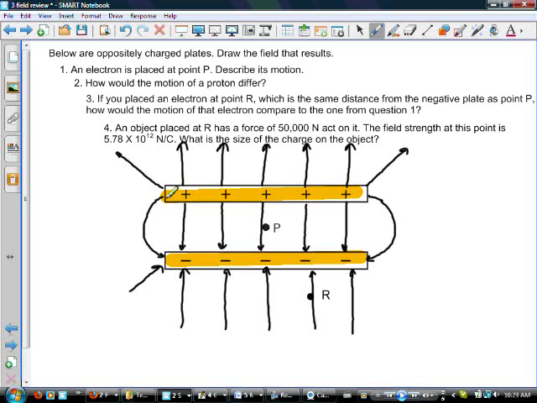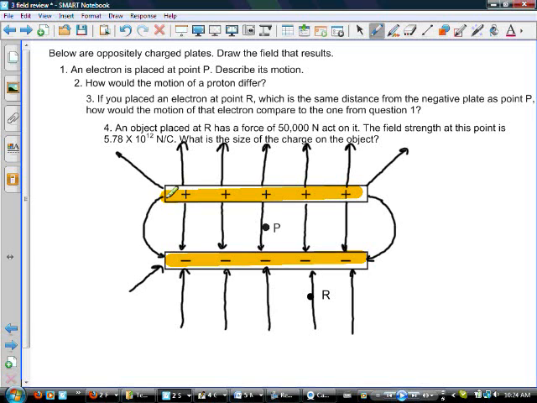How does the motion of a proton differ? Well, we just talked about this in the last example. It'll accelerate towards the negative plate. Compared to the electron, it would be in the opposite direction and at a slower rate of acceleration, right? So it's the exact same as the last problem. You put a proton there, it has a different mass, it's going to accelerate. And like I said, this is a favorite evil exam question. Proton and electron.